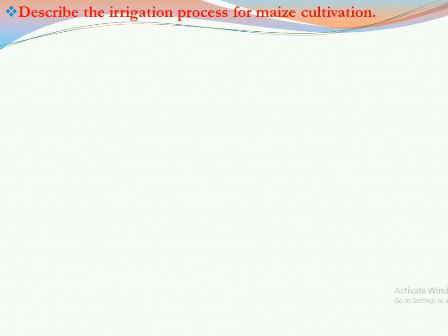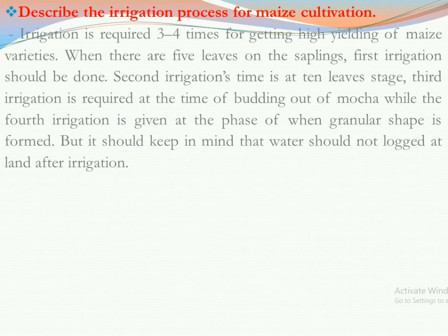Last class we have done up to land preparation of maize cultivation. Today we'll know about the irrigation process of maize cultivation. Irrigation is required 3 to 4 times for getting high yielding of maize varieties. When there are 5 leaves on the saplings, first irrigation should be done. So there are some steps where we have to give irrigation. The first is given when there are 5 leaves on the saplings. Second irrigation time is at the 10 leaf stage. That means when the plant is having 10 leaves, then we have to give the second irrigation.